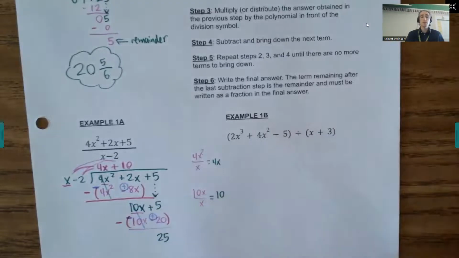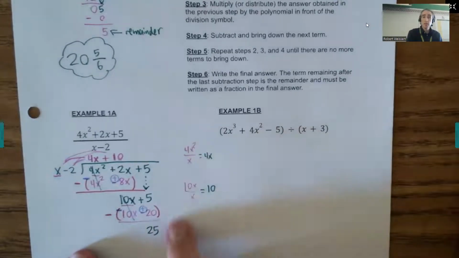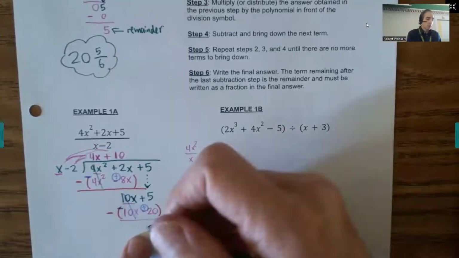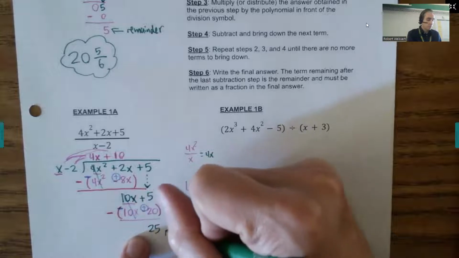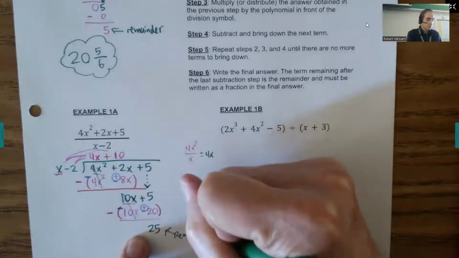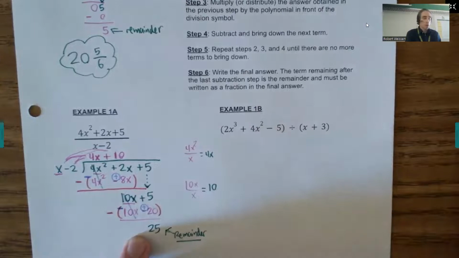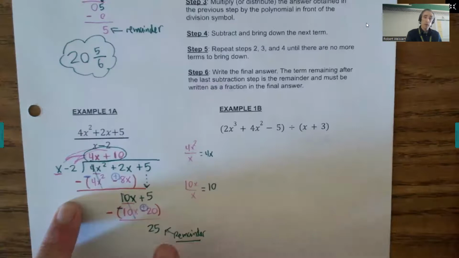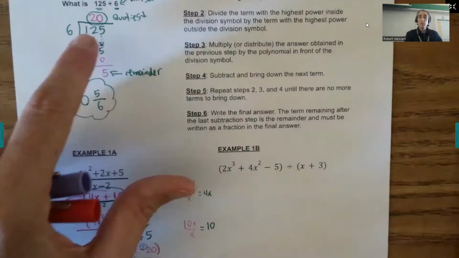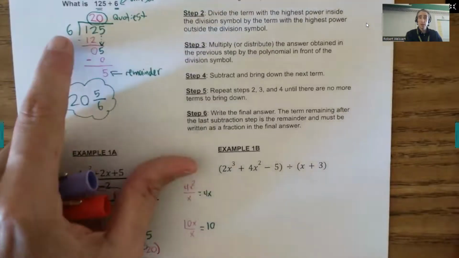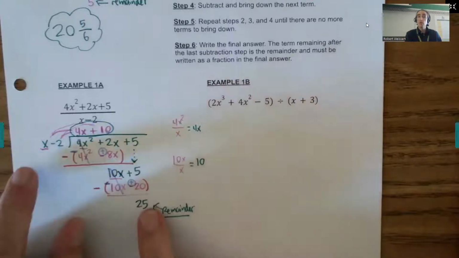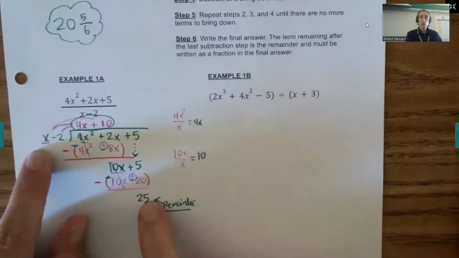Now stop for a moment. Do you have anything left to bring down? No. So this is going to end up being your remainder. Your quotient is 4x plus 10. Your remainder is 25, and you divide it by x minus 2. So you know over here we did 20 and 5/6. Well, this would be 4x plus 10 and 25 over x minus 2. We write it like this.